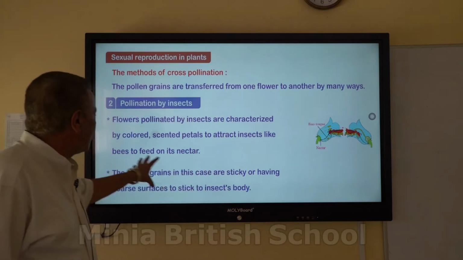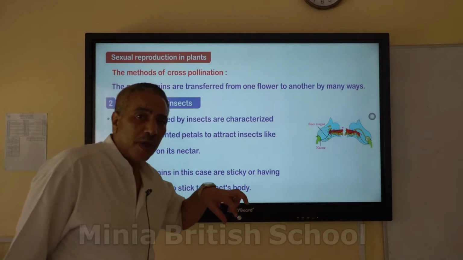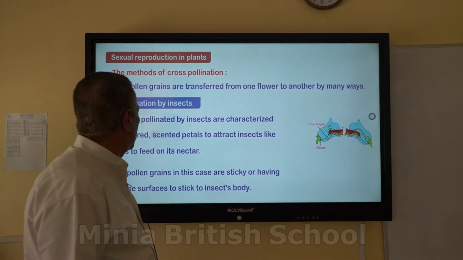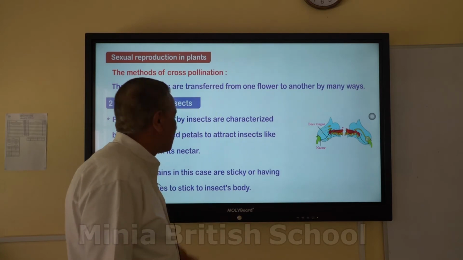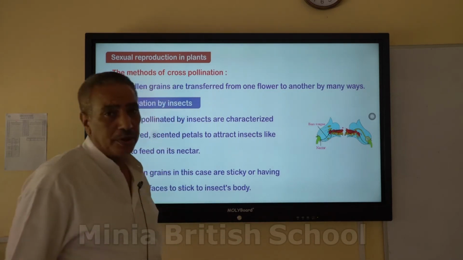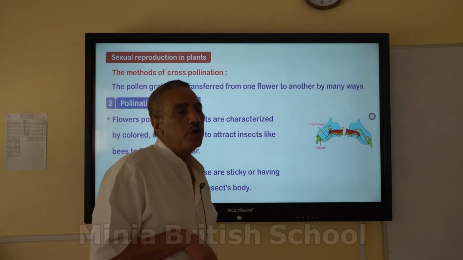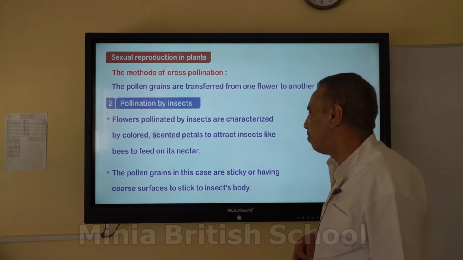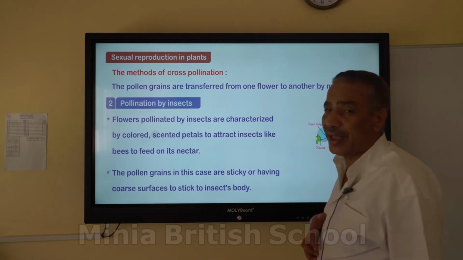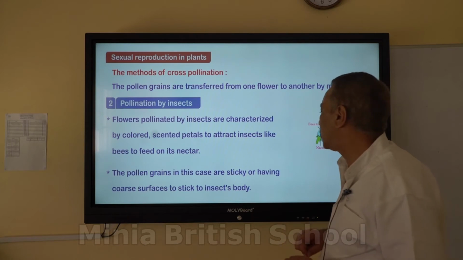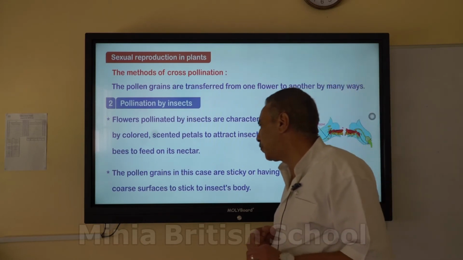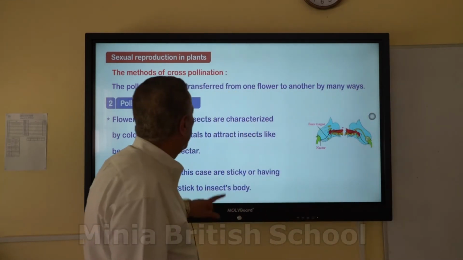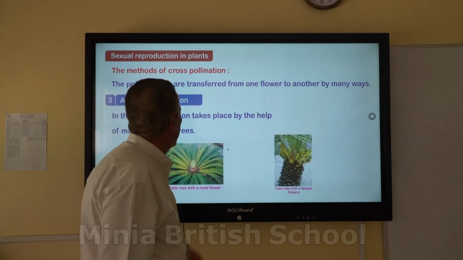The second one is pollination by insects. For pollination by insects, the flower must be colored. Why? To attract the insects, such as the bee, and it has plenty of nectar, also to attract the insects that will carry the pollen grain on their bodies. In this case, the pollen grain itself will be sticky or have a coarse surface just to stick to the insect's body. This is the way of pollination by insects.